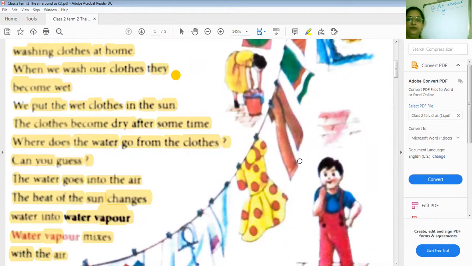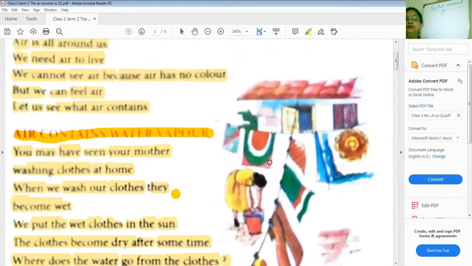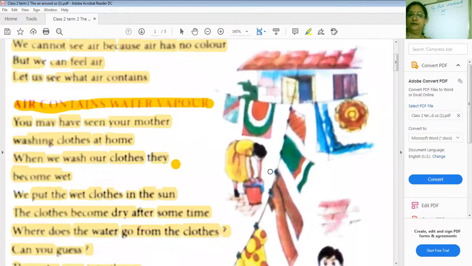Now see the clothesline here. What is your mother doing? Mother is washing the clothes and she is putting them on the clothesline. Why does she put them on the clothesline? To make the clothes dry. So why do you need to make the clothes dry? Because they are wet, we cannot wear them. Only when they are dry, you can wear them.